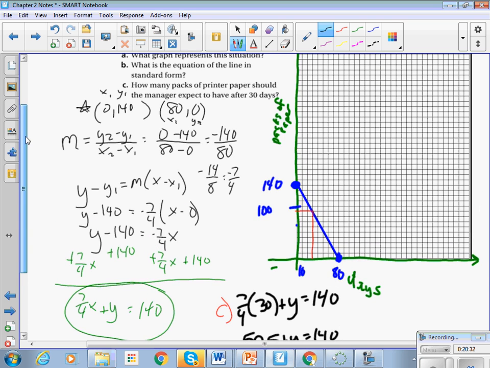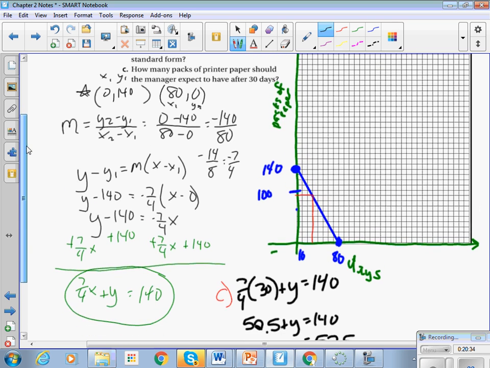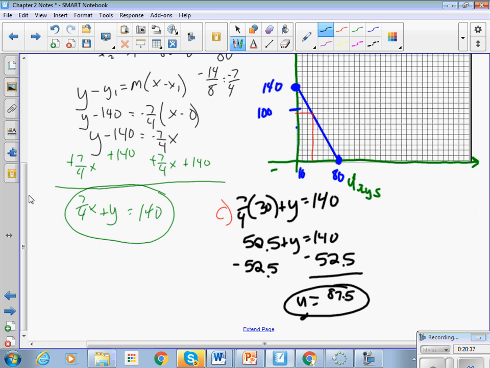So the answer to C, how many packs of printer paper should the manager expect to have after 30 days? She should expect to have about 87.5 packs after 30 days.